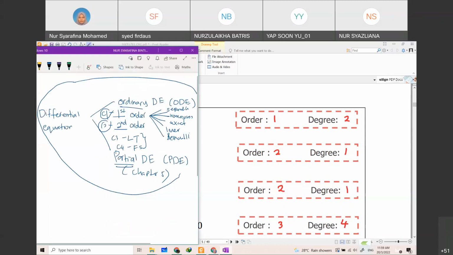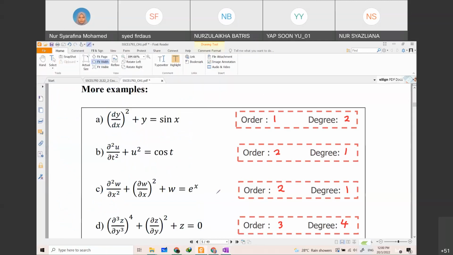So what we have learned up until now: you know what is a differential equation, what is ordinary. In order to determine the ordinary, you have to know dependent and independent. After that, you check the order. Now you know the degree. So these are all basic terminologies and definitions that you need to know before we can find the solution of this differential equation. Okay, next.